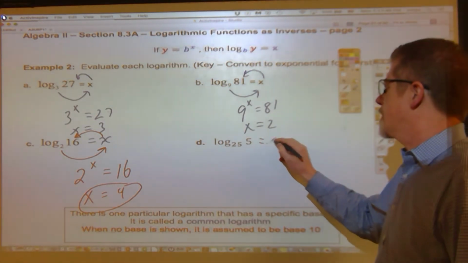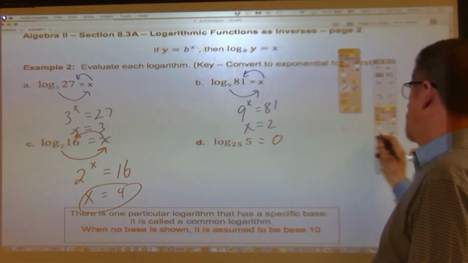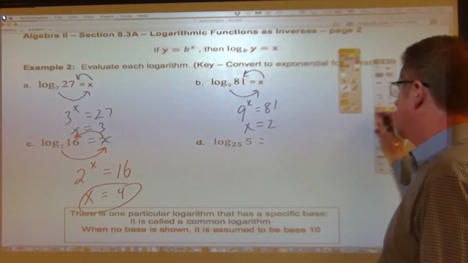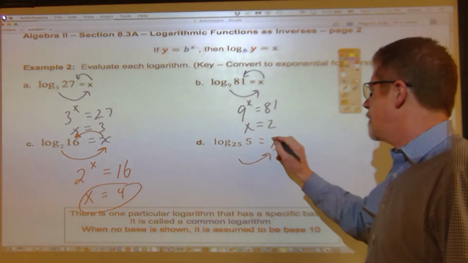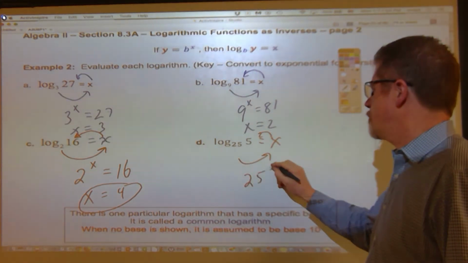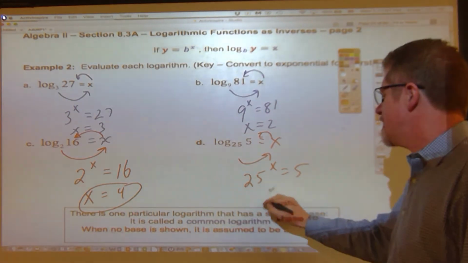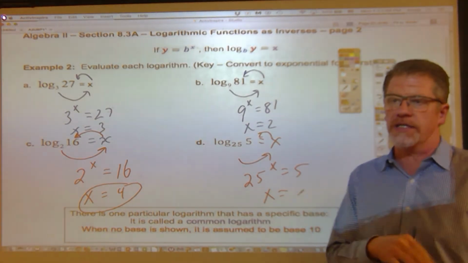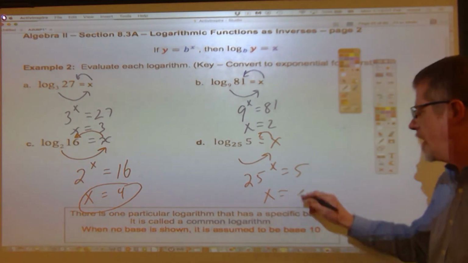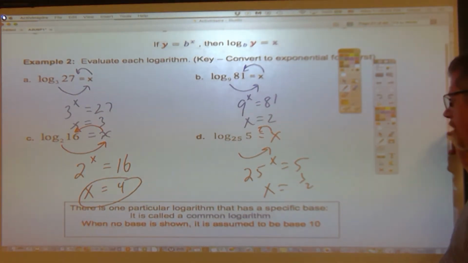Now, letter D, a little more complicated because it shouldn't equal 0, it should be equals x. So when you do the arrow thing here, we get 25 to what exponent would give you a 5? Write down what you think the exponent is. A log is an exponent. Comes out to 1/2.